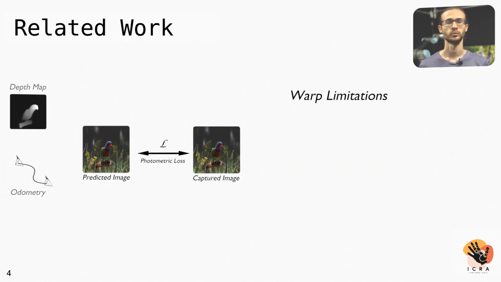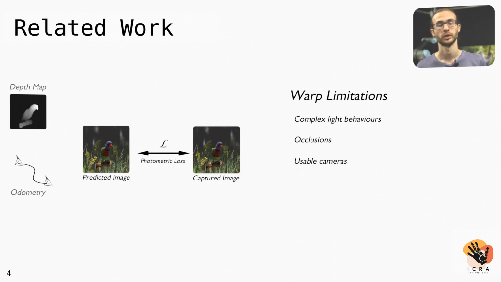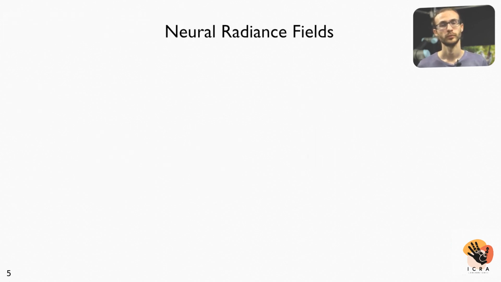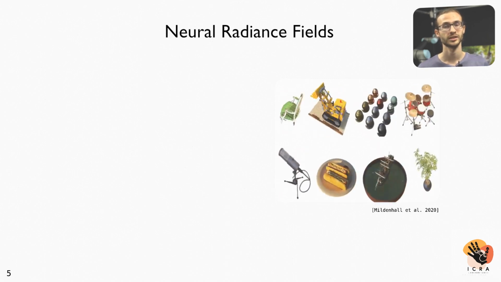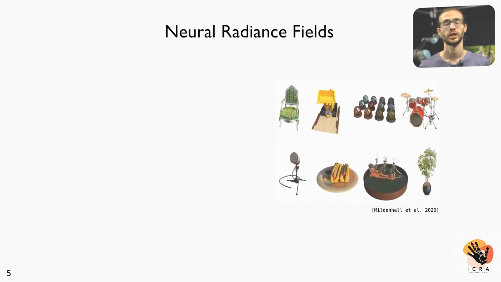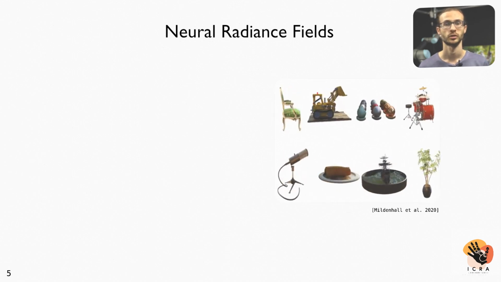So this works well, but using a warp function does struggle to deal with some of the more complex behaviors of light, as well as dealing with occlusions and limits some of the usable cameras that we can do. So in this work, we propose utilizing recent advancements in neural rendering techniques, which have been shown to produce outstanding results for novel view synthesis.